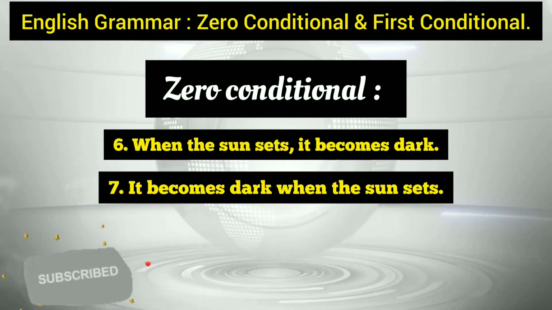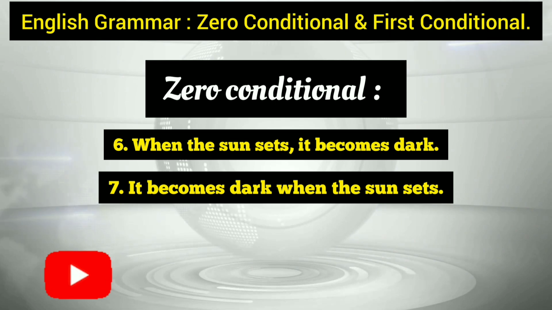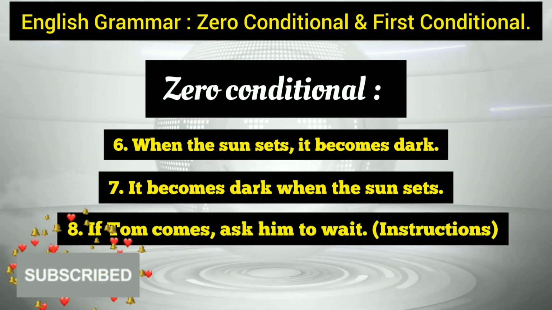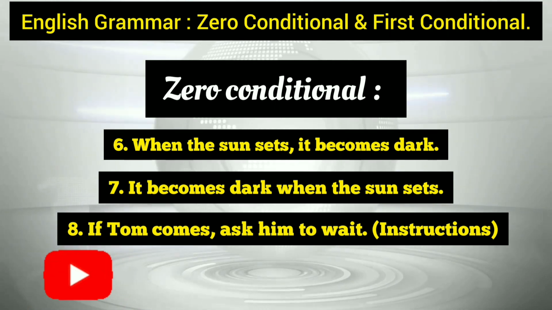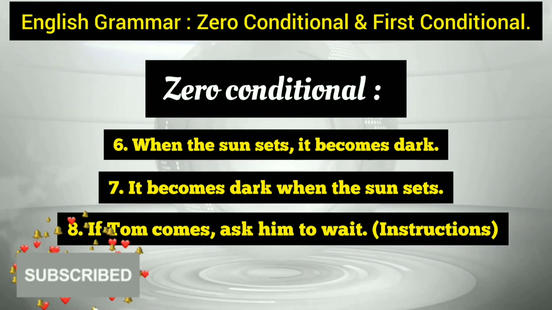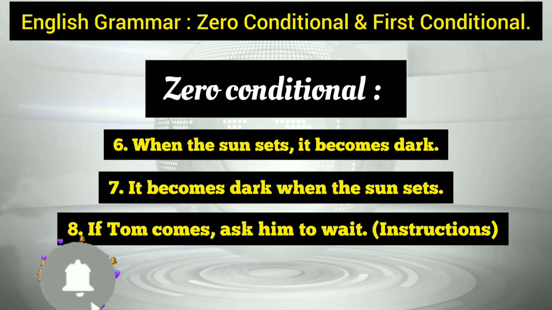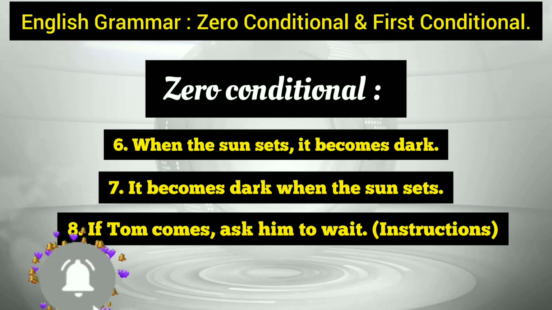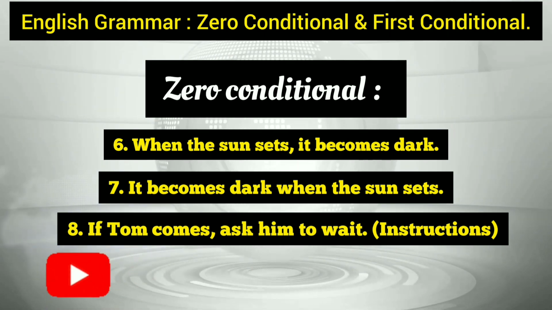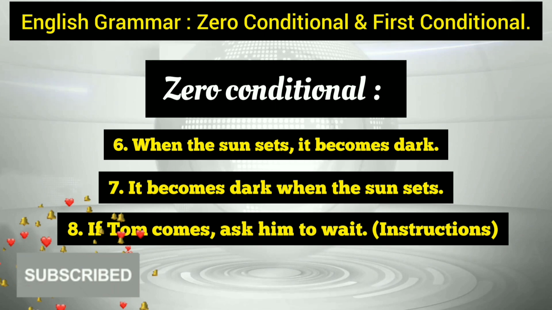So up next, we are going to see the eighth example on your screen. If Tom comes, ask him to wait. So we can also use zero conditional to give some instructions. As you see in this example, if Tom comes, ask him to wait. So this is an instruction. So we can also use zero conditional to give instructions. So I'm quite sure it's clear.